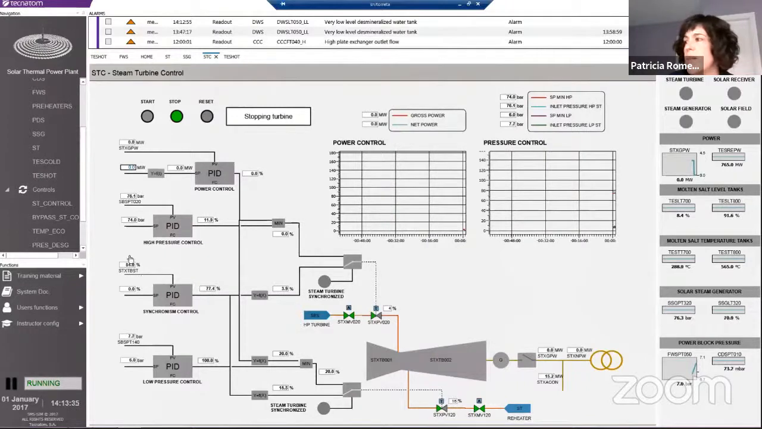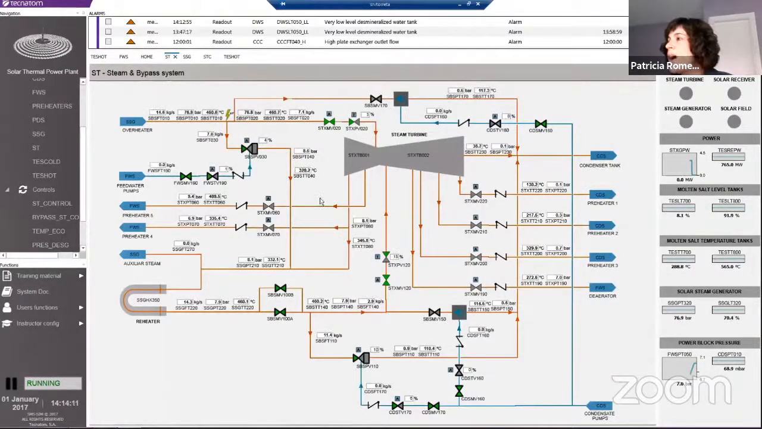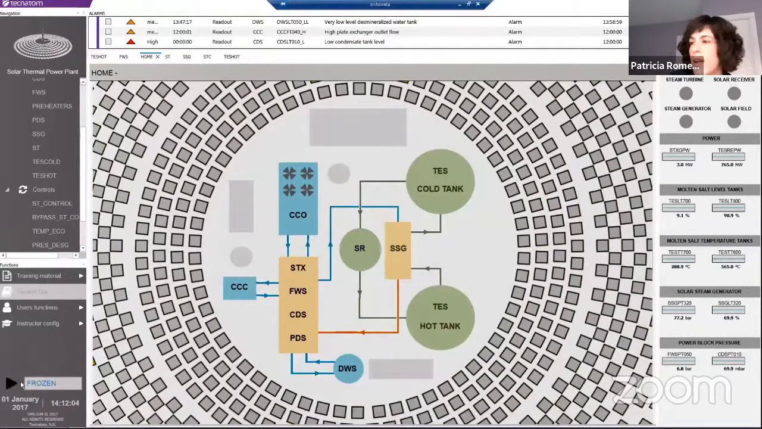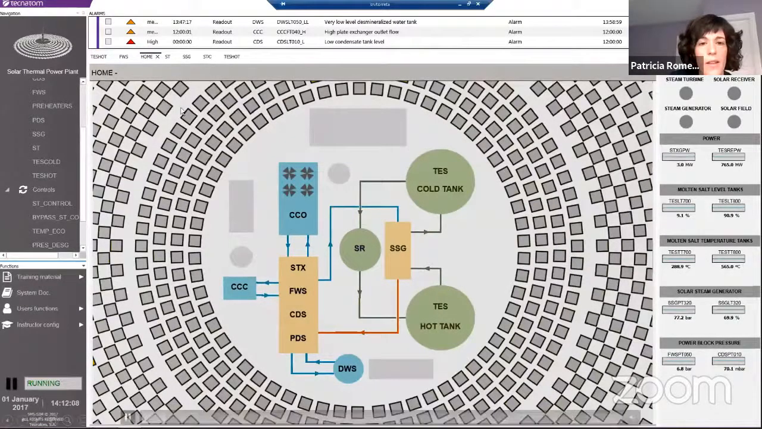The steam that doesn't go to the turbine has to go to the bypass, and you can see how the system is acting automatically according to the logic that is programmed. Some valves are closing and others are opening and controlling. You can see how the temperatures and pressures are evolving. Of course, we also have the alarms.